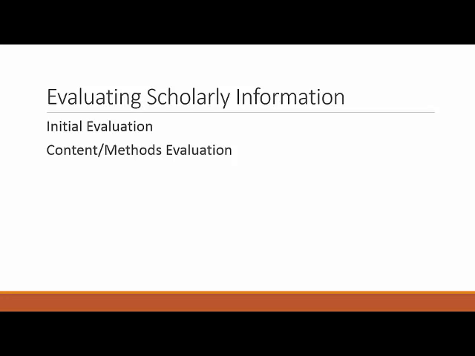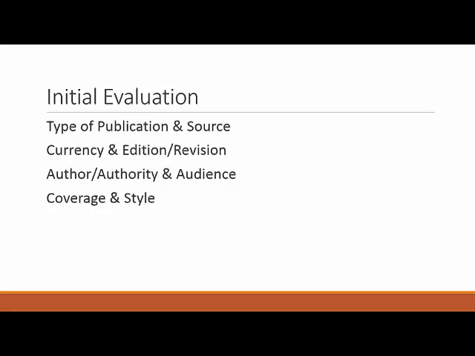When evaluating scholarly information, or information written by experts or scholars, you can think in terms of an initial evaluation and then a more detailed evaluation of the content. Important elements to an initial evaluation include determining the type of publication, author, currency, edition or revision, and source. Type of publication refers to both the format, book, journal, magazine, conference proceeding, dissertation, and the type of publication within the format, report of original research, review, meta-analysis, systematic review, case report, etc.